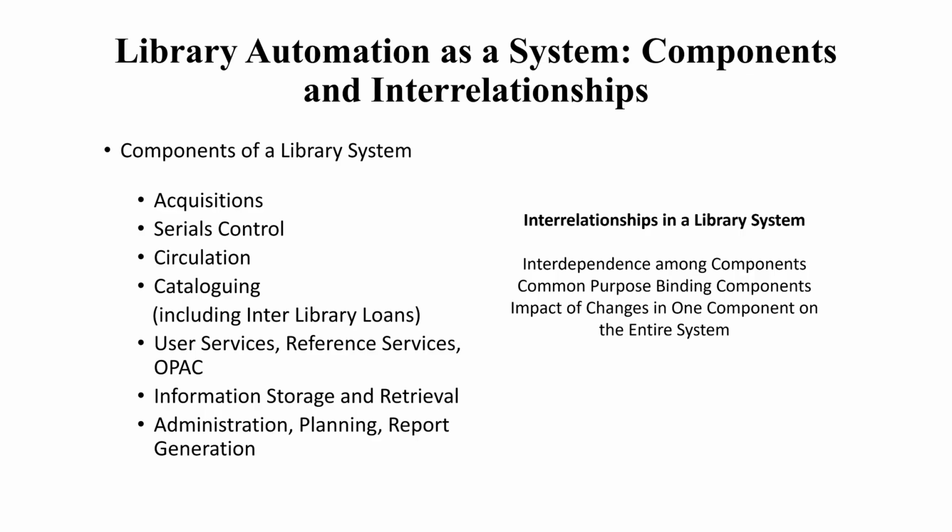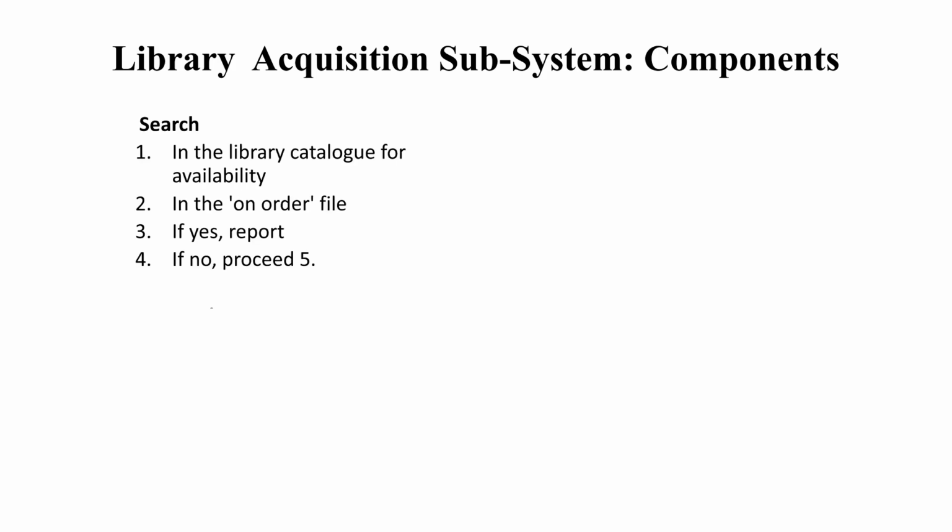Now, this acquisition module or acquisition subsystem may again have different parts or different subsystems, same as the acquisition module, serial control, circulation, cataloging. All such subsystems may again be divided into some subunits, like library acquisition subsystem and its components. So whenever we are procuring something, we need to search. Somebody has given us a requisition, then the first thing we need to know is whether that thing already exists in the library or not. For that, what do we have to do?